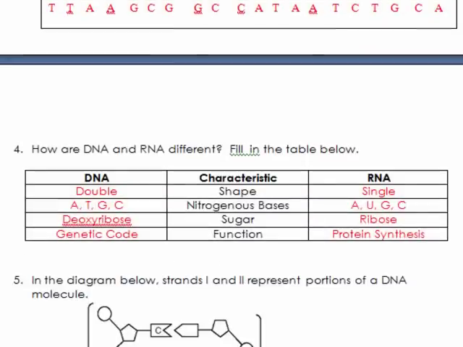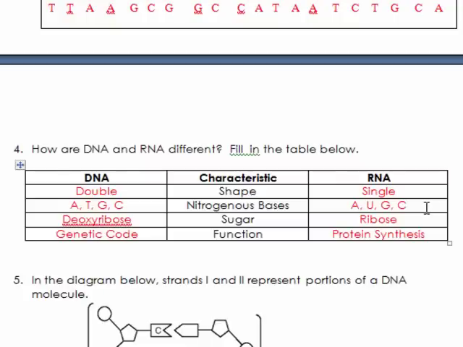Number 4, how are DNA and RNA different? Fill in the table. DNA is a double-stranded molecule as the shape. RNA is single-stranded. DNA has 4 bases: adenine, thymine, guanine, and cytosine. The bases in RNA are adenine, uracil, guanine, and cytosine.